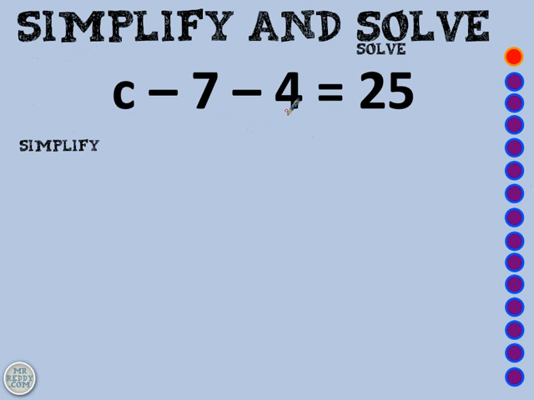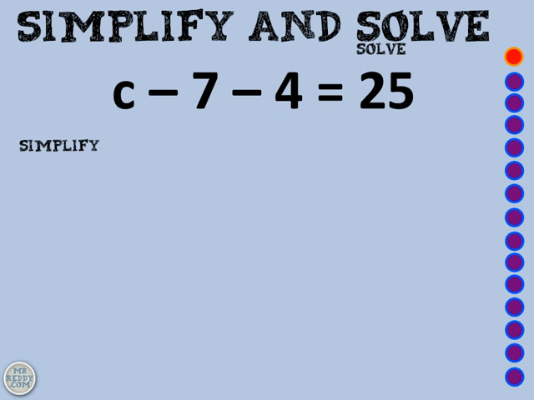C take away 7 take away 4. Now a lot of people I see when they do this, they say, right, okay, that simplifies to C take away 3 because 7 take away 4 is 3, and therefore we simplify that to C take away 3. However, that is not the case.